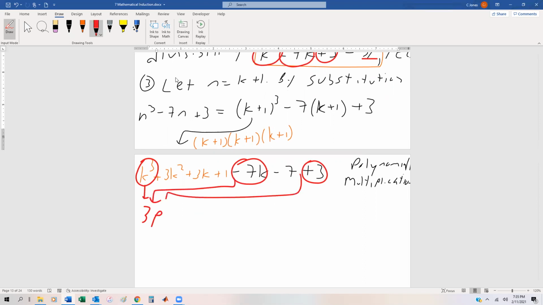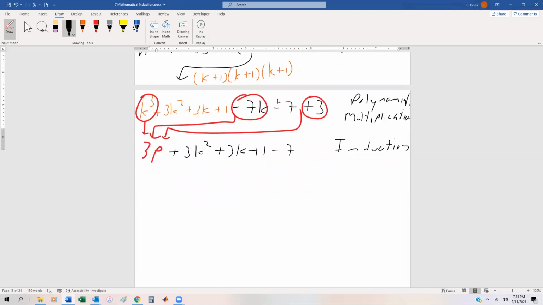Now the rest of the stuff is going to come right down. So we still have the plus 3k squared plus 3k plus 1 minus 7. And that's just by induction. Now we're going to combine like terms, and really there's just computation here. So that's going to be 3p plus 3k squared plus 3k minus 6. Okay, computation.